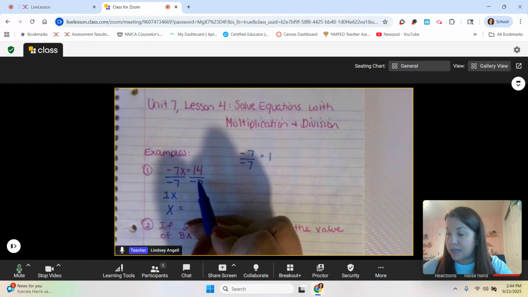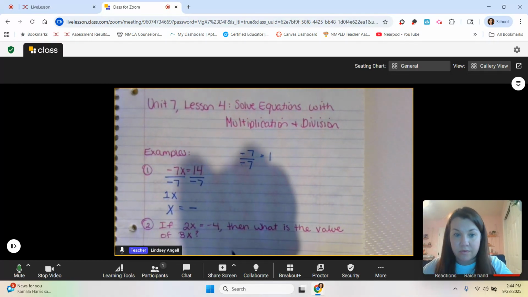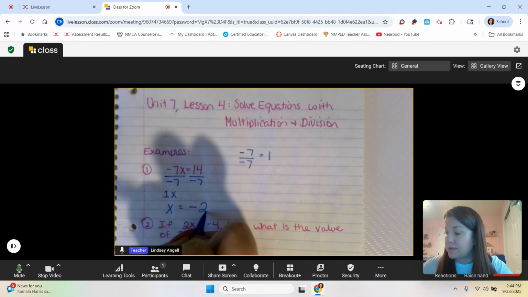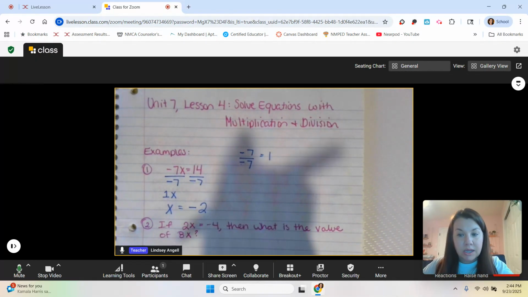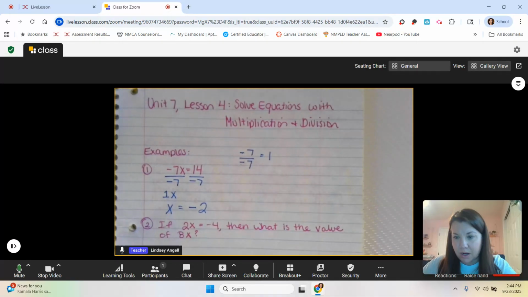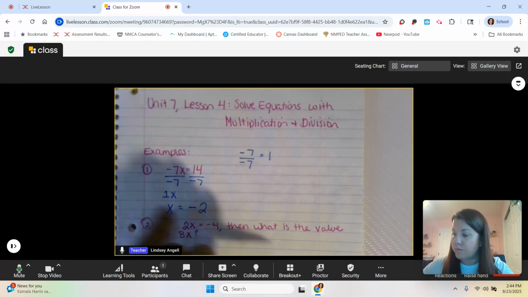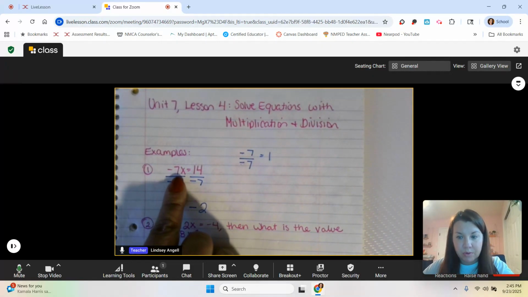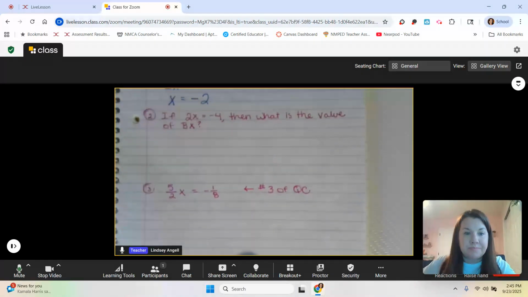So I have a positive divided by a negative, which means my answer is going to be negative, right, when the signs are different. And then 14 divided by 7 is 2. So my final answer is x equals -2. Now, you can always check your work, right? Plug this back in for x, which means we'd have -7 times -2. Well, yep, when I multiply those together, I do get positive 14. Okay?